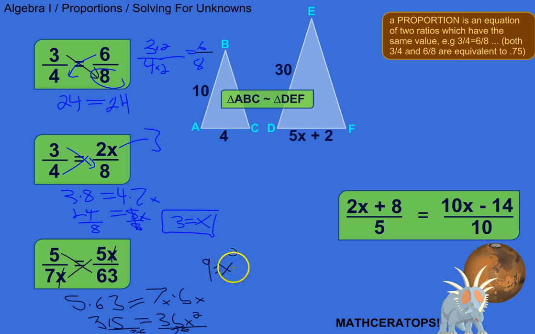So to get x by itself, I could square root both sides, or I could just look at it this way. What squared is 9? 3 squared is 9. So x equals 3. Oops. X equals some crazy shape that came out of nowhere. X equals 3. So I cross multiply. So I know that 5 times 63 is equal to 7x times 5x.